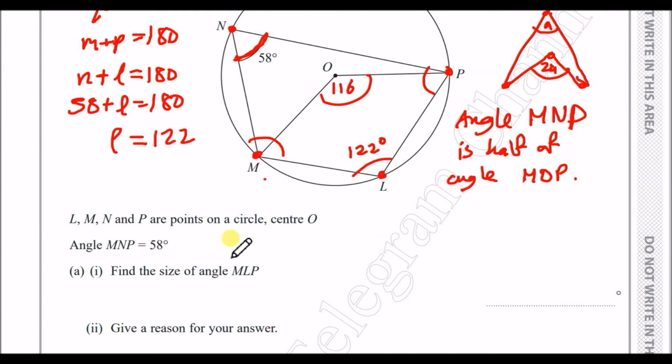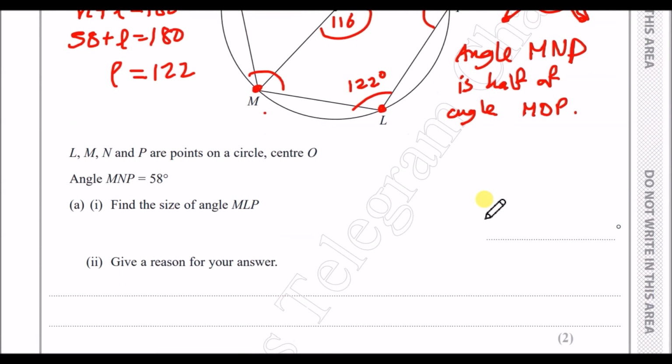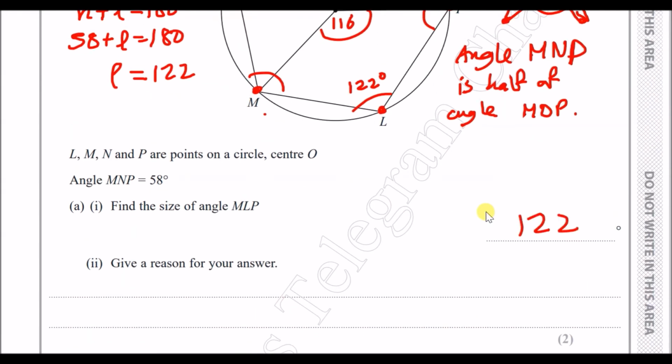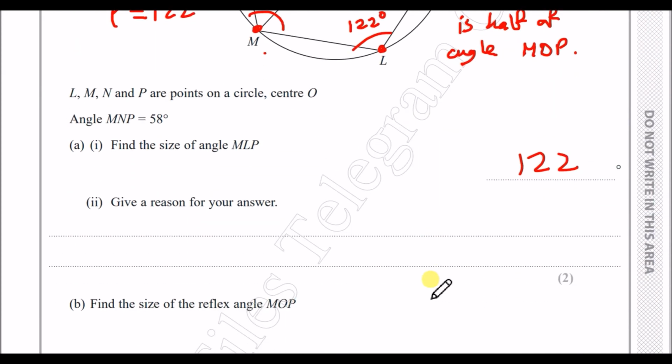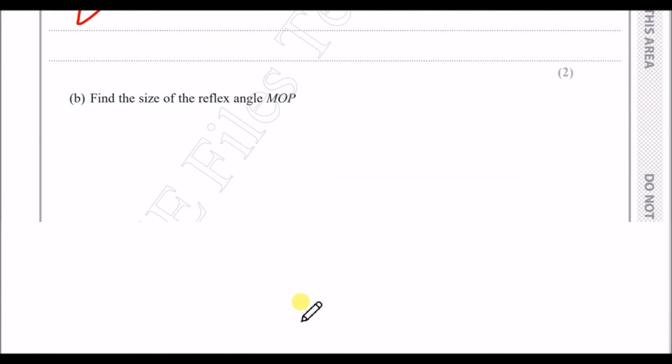So let's go back to what we're doing. L, M, N, and P are points on a circle. Angle MNP is 58 degrees. Find the size of angle MLP. So we did it. It's 122. And we gave a reason already previously. This is part of a cyclic quadrilateral, and two angles on opposite ends sum up to 180. So just take that off. Find the size of the reflex angle MOP. No reason given, it seems.